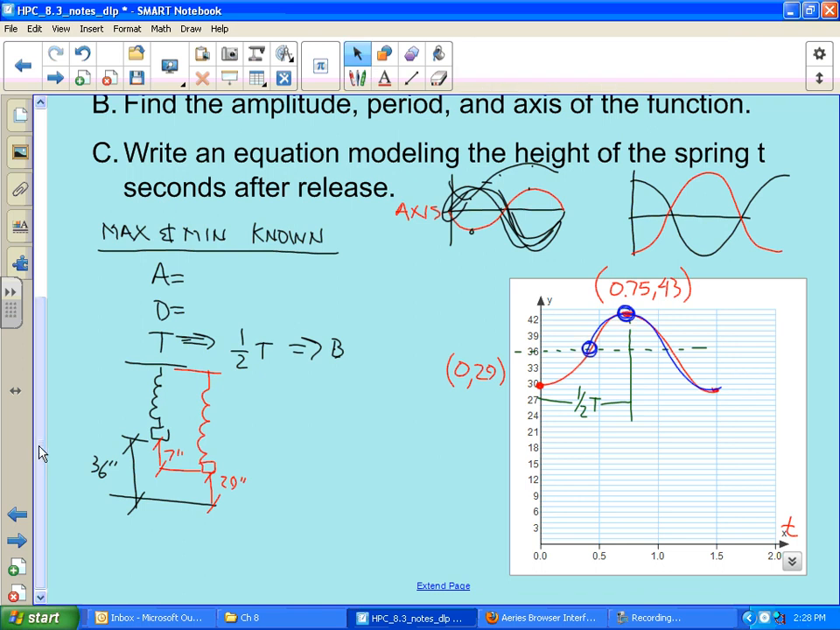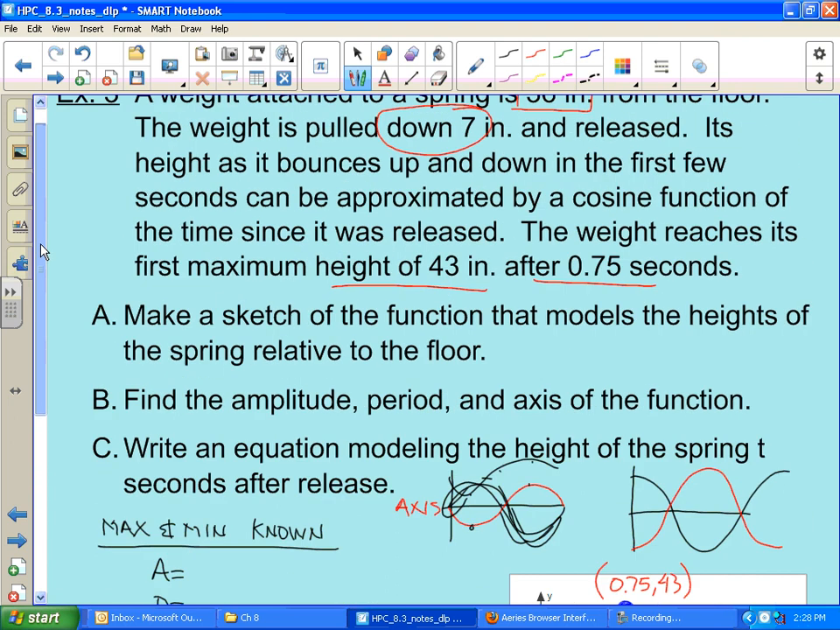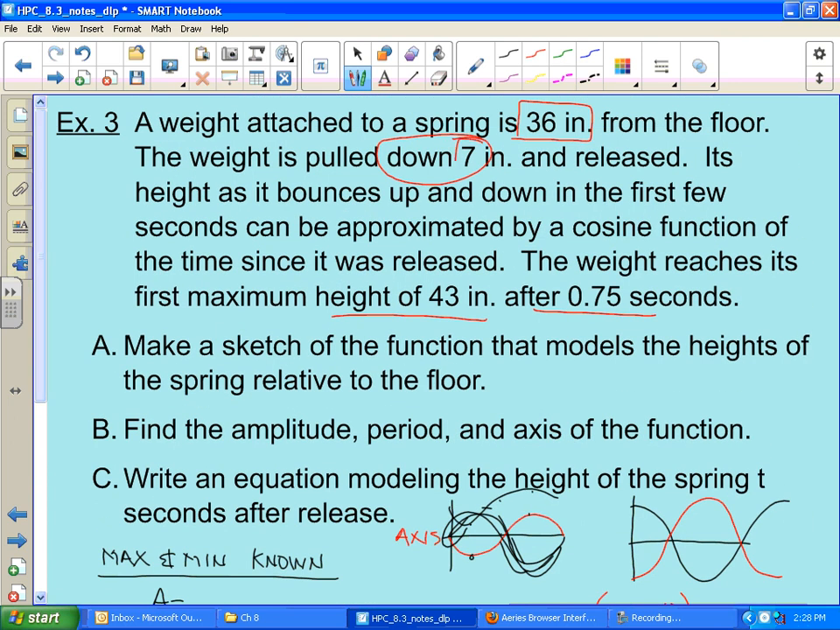Good questions, people. Good questions. A, real quick: max minus min divided by 2. 43 minus 29 divided by 2 is 7. Now look, if I'm paying attention, this is my amplitude, because that's how far I pull it down to start with.